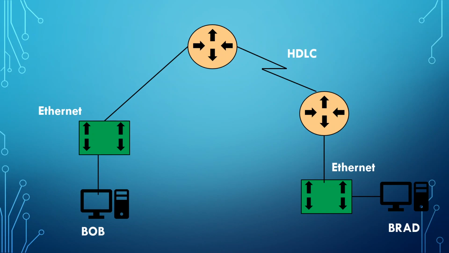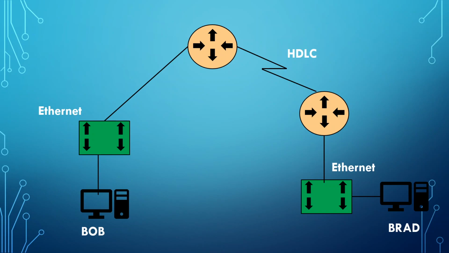It's going to build this data. It's going to put this email into a piece of data that it wants to send to Brad, and it's going to define: this is the IP address this data is coming from, and this is the IP address the data is going to. It's also going to define the MAC address.